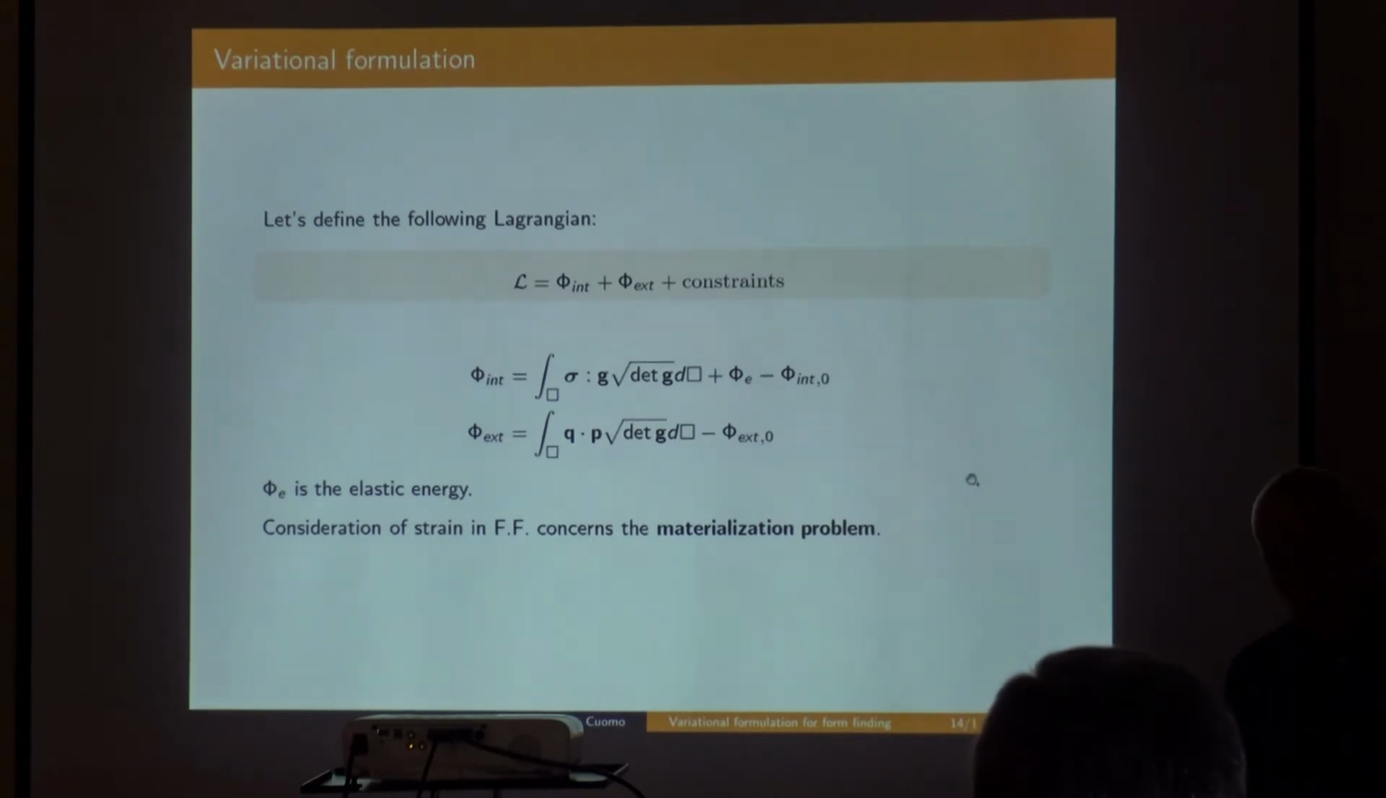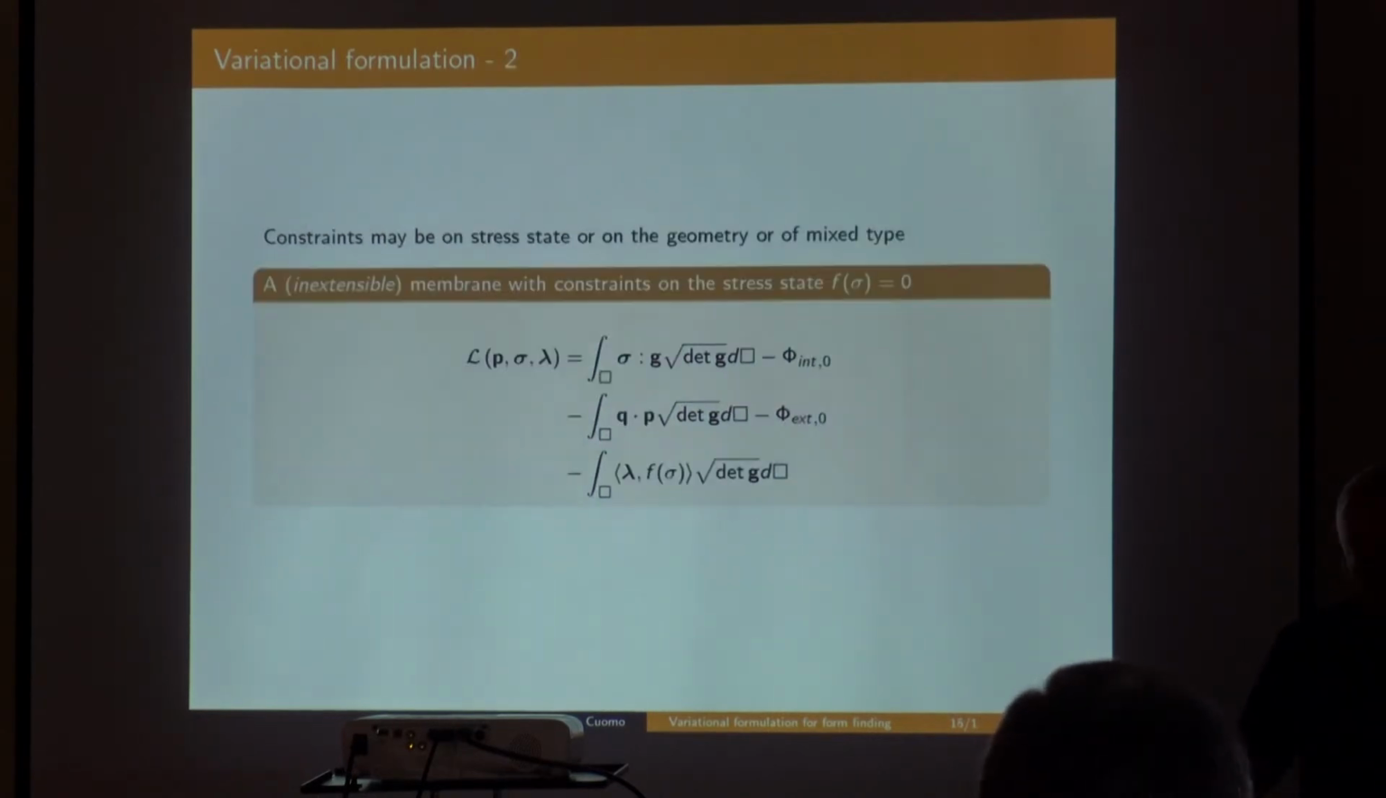The consideration of the strain for form-finding concerns another problem, which is the materialization problem. So how then you have to realize the membrane, because when it is subjected to self-stresses, it deforms. So the membrane you have to actually cut is not the one that you have found with the form-finding process, but this is a completely different problem. I will not talk about it.